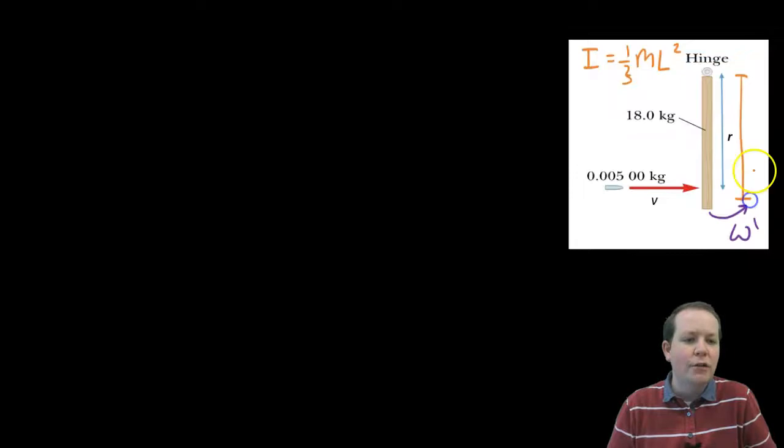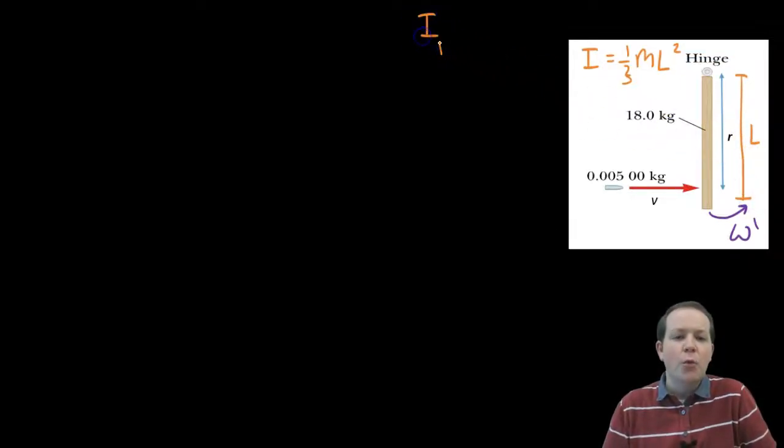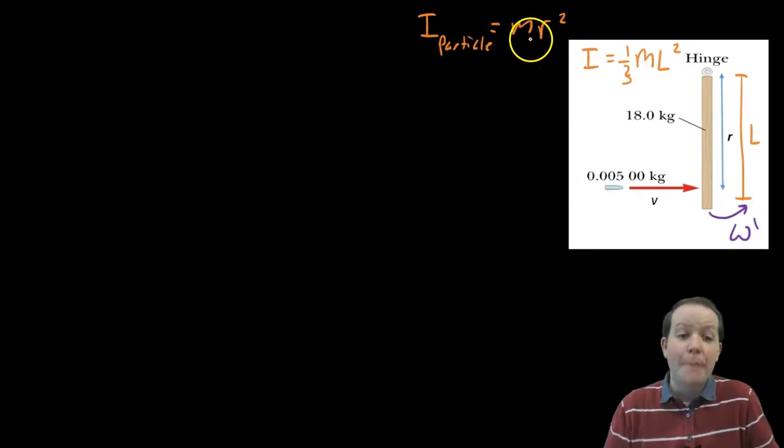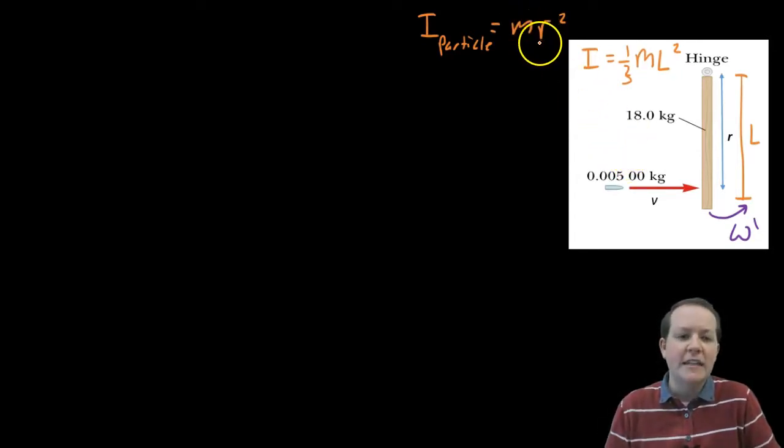It's the overall length here. That's L, okay? And remember, for a particle, when we were first learning about rotational inertia, we derived this equation, where m is the mass of the particle, the mass of the bullet in this case, and r is how far away it is from the hinge.